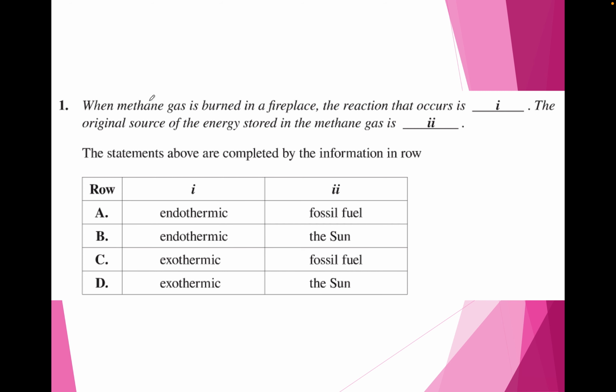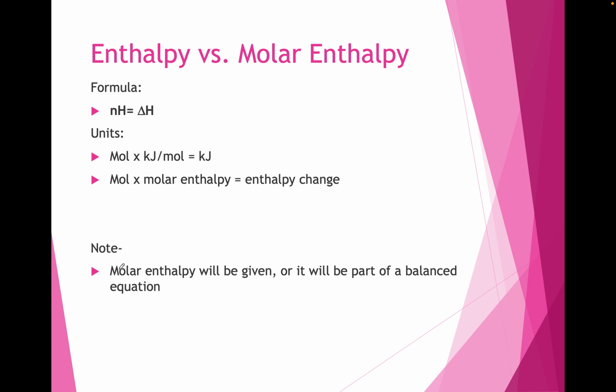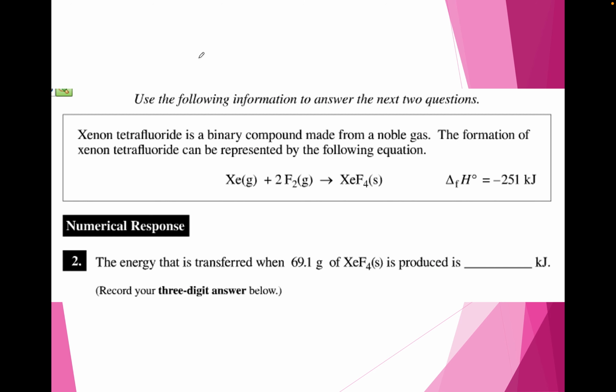And this is talking about methane being burned. So we have a combustion reaction, and if something is being burned and it's a combustion reaction, you're going to give off heat. So that means you are an exothermic reaction, so you can rule out the first two. And then the original energy source would be the sun. So this answer would be D. So these were old diploma questions, and old diploma questions do look similar. So if you have that good understanding, you should be able to continue and see questions in the future that might be similar.